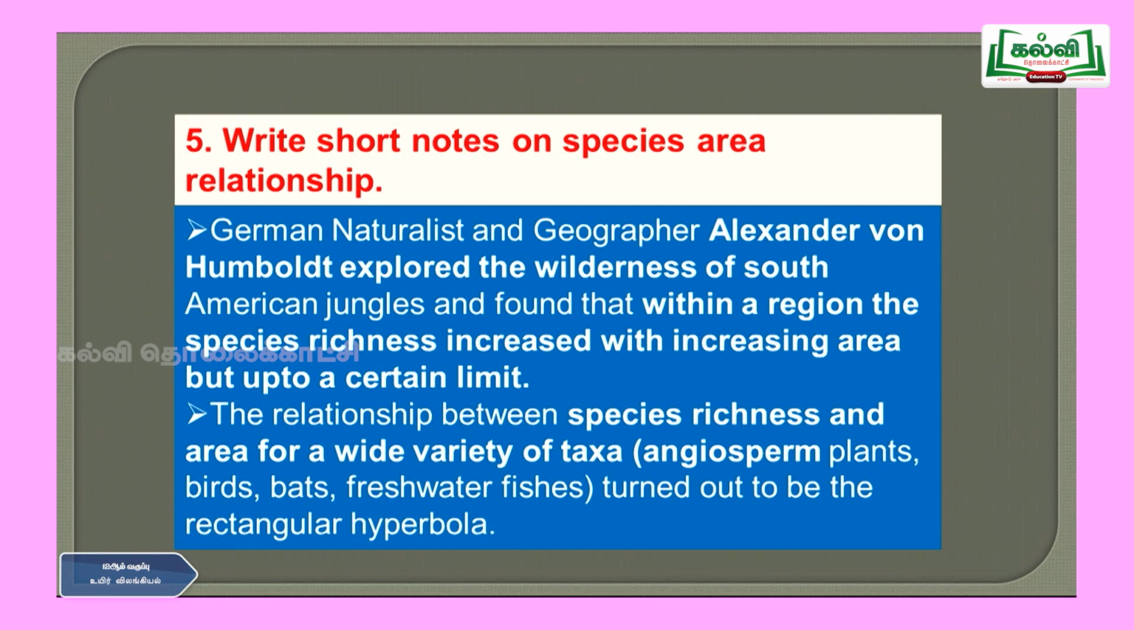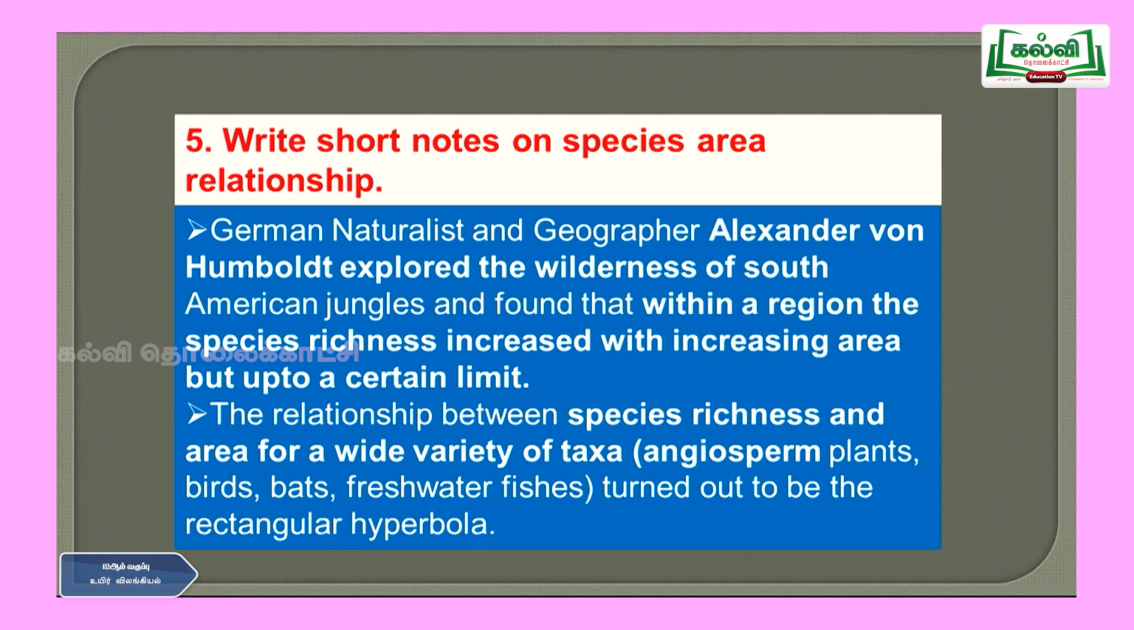Then the fifth question, write short notes on the species area relationship. This is how species are related to where they are living, that is, the relationship based on the area and the number of species. The German naturalist and geographer Alexander von Humboldt explored the wilderness of South American jungles and found that within a region, species richness increased with increasing area but up to a certain limit.